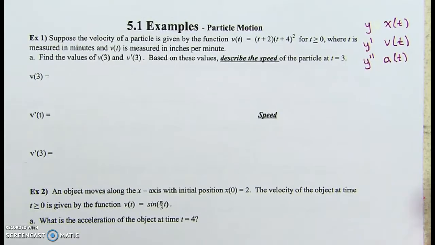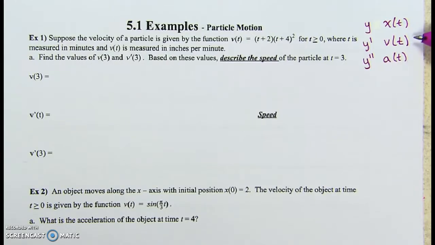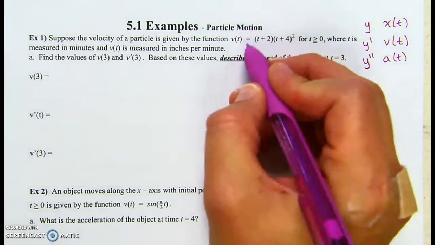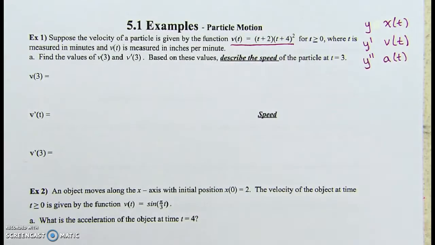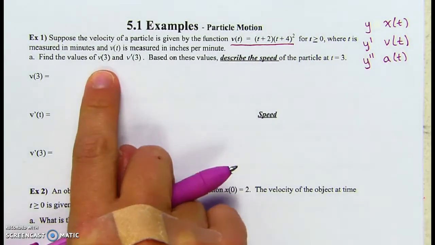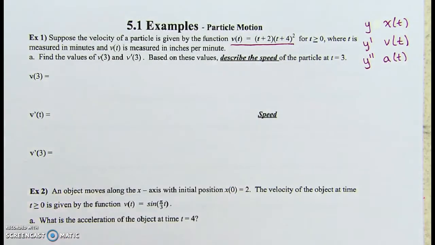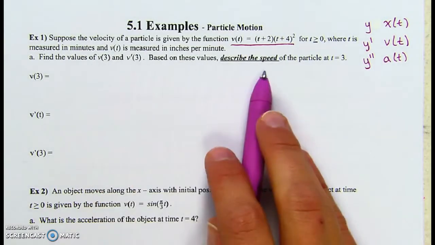Okay. So this is how it's going to work. Sometimes we'll be given the position and asked questions about the velocity and acceleration. And sometimes we're given velocity and then asked questions about velocity and acceleration. You ready? Here we go. What are we given in example 1? What are we given? Velocity. Find the values of v of 3 and v prime of 3. Based on these values, describe the speed.